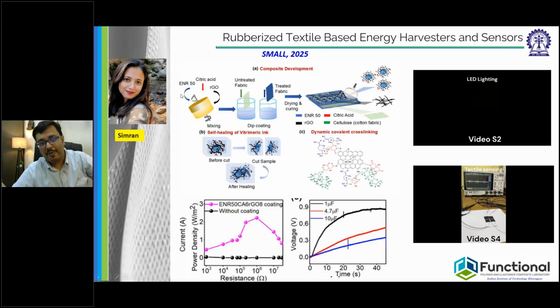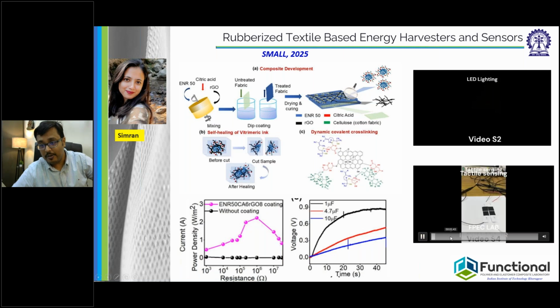For that purpose, we have taken ENR 50 as the material. And then we have taken reduced graphene oxide and chemically modified it. Here citric acid was used as a cross-linker for ENR 50 as well as the reduced graphene oxide. And then we treated a typical cellulosic textile using a dip coating technique, and we got these rubberized fabrics, which are also energy harvesting in nature, as you have already seen in this video.